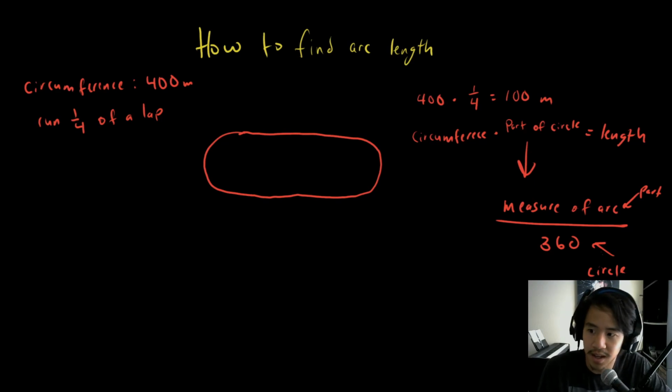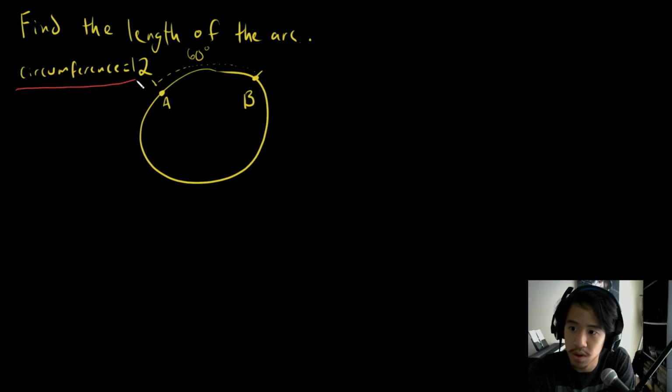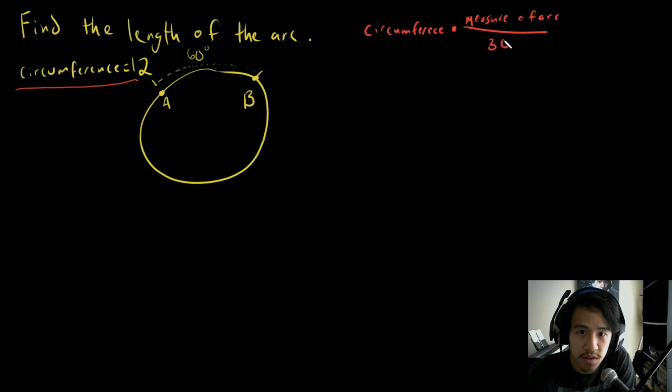So let's take a look at an example. Find the length of the arc. We were given that the circumference is 12. So this is really important. The circumference is 12. And the arc is 60 degrees. So here's our formula. We're going to take the circumference and multiply that by the measure of the arc and divide it by 360. And that's going to be our answer, the length.